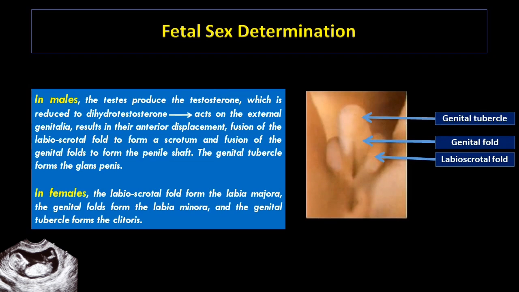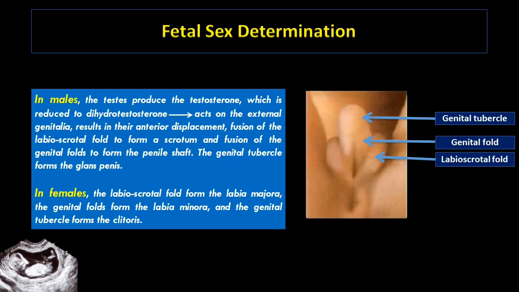So, regarding the external genitalia, 3 organs exist before differentiation: the genital swelling or labioscrotal swelling, the genital folds, and the genital tubercle. In males, the testes produce testosterone, which is reduced to dihydrotestosterone. Dihydrotestosterone acts on the external genitalia. This results in their anterior displacement, fusion of the labioscrotal folds to form a scrotum, and fusion of the genital folds to form the penile shaft. The genital tubercle forms the glans penis in males.